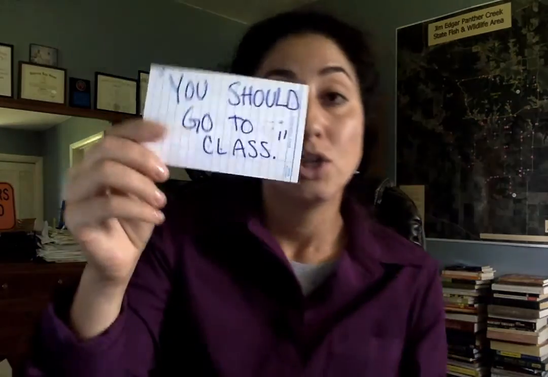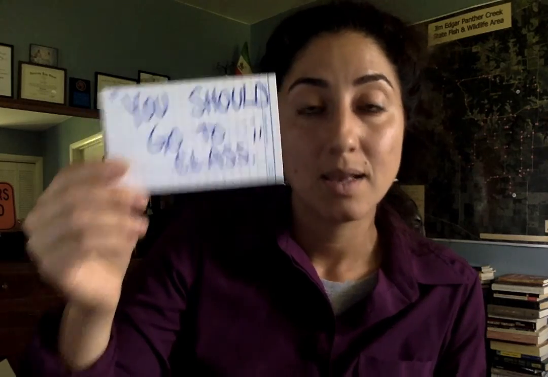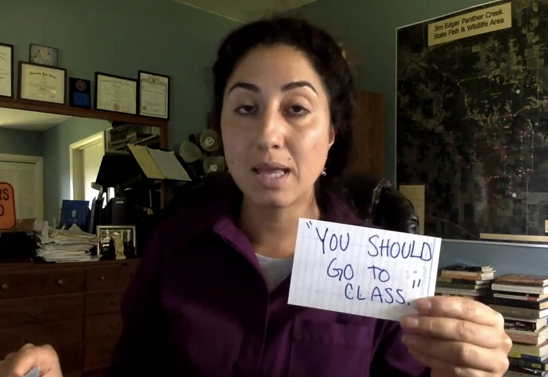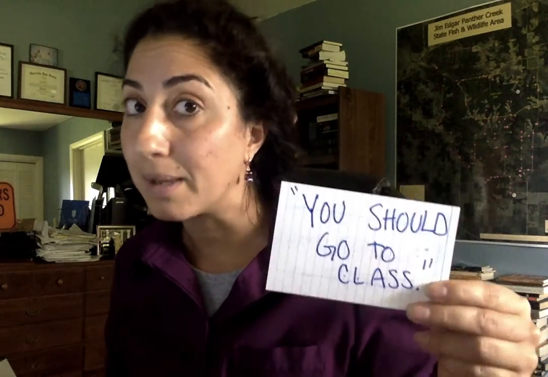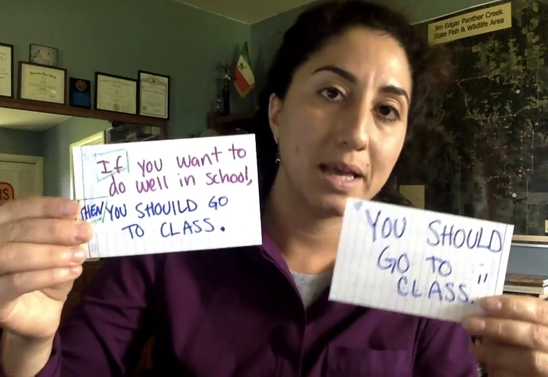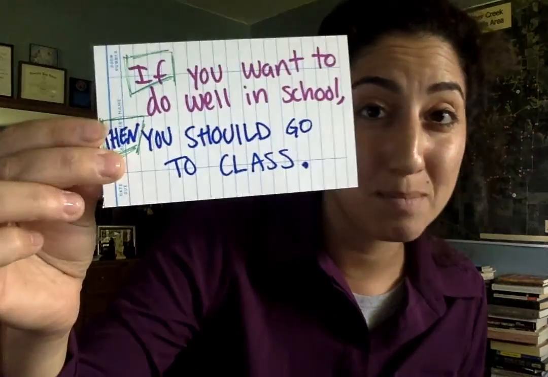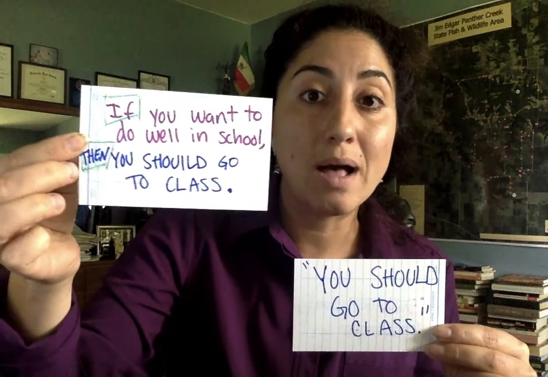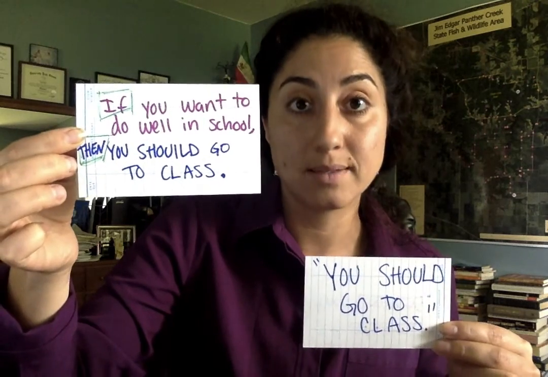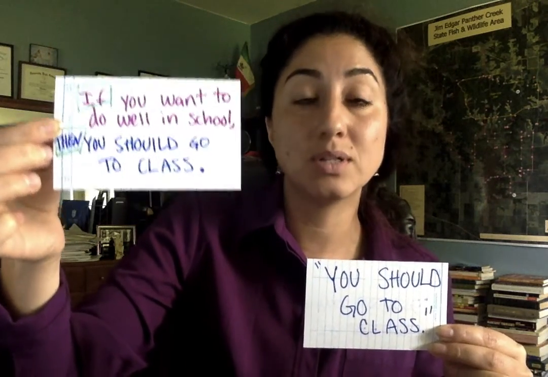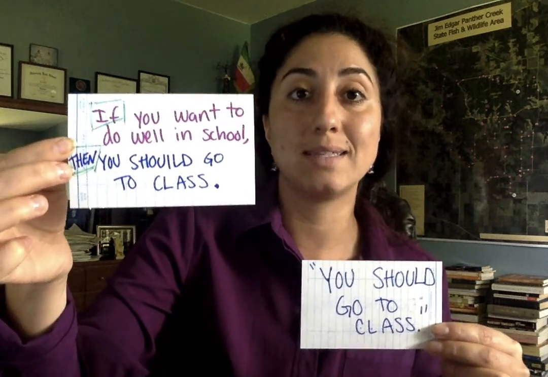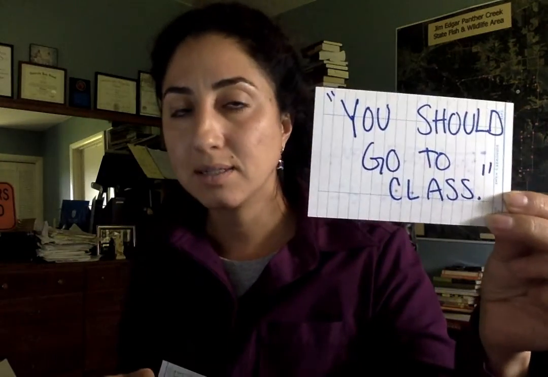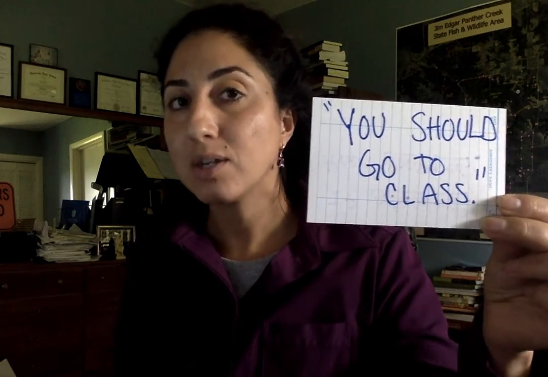For example, you should go to class. That is a simple directive telling you what to do. And we can make it more complicated by turning "you should go to class" into a conditional statement by saying, and notice the blue is the same on both, and notice that I misspelled should, but I'm not about to start all over. This one says, if you want to do well in school, then you should go to class. This is a conditional sentence or statement because it's telling you to go to class if something. This is not a conditional statement or sentence because it just tells you what to do.